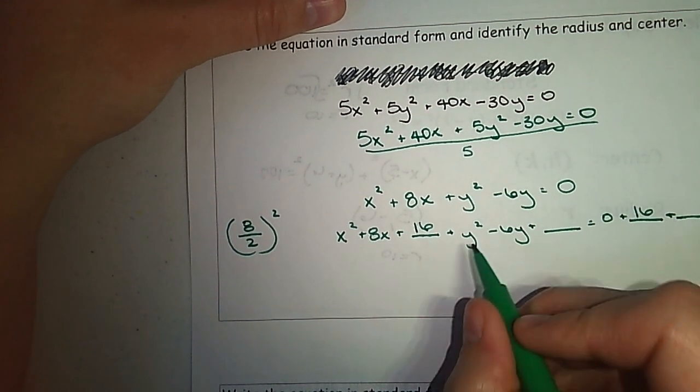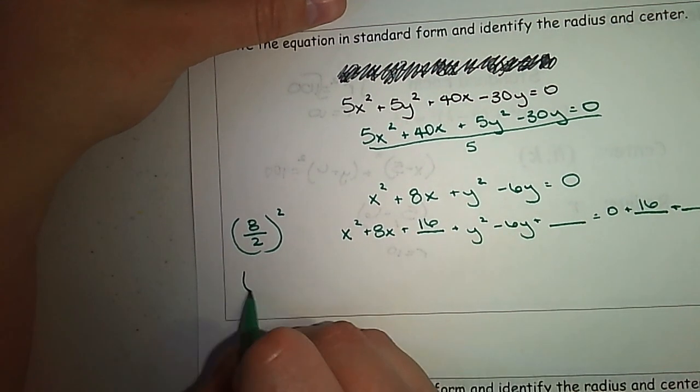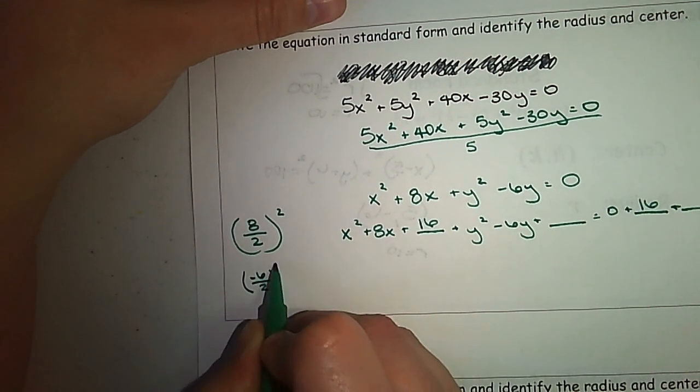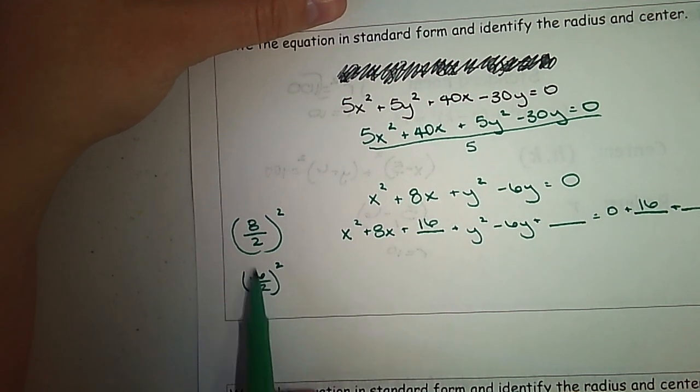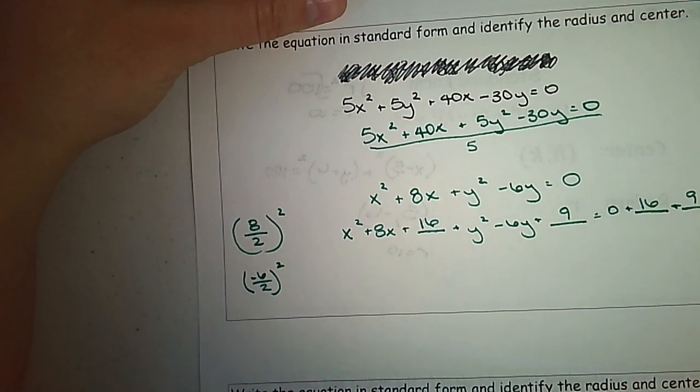All right, let's do the same thing with the y's. So I need to divide my linear term by 2 and square it. So we're going to get (-3) squared, which is going to be +9. And again, remember to add it to both sides.